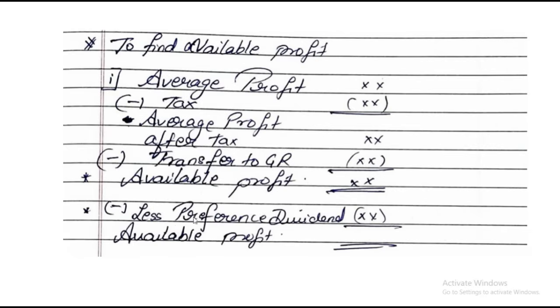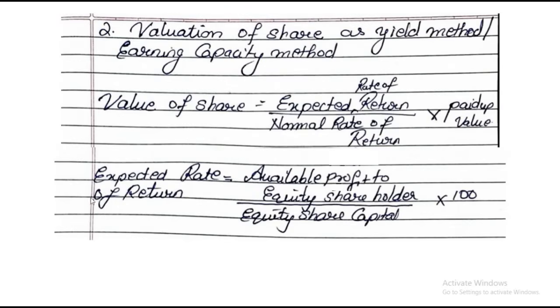Once you get that available profit, you can apply it into the ERR formula, that is available profit upon equity share capital into 100. You will get your ERR. Then ERR gets fixed in your numerator under the value of share formula. Normal rate of return will always be given in the question. So you just have to divide, multiply by the paid up value, and you will get your final value of shares.